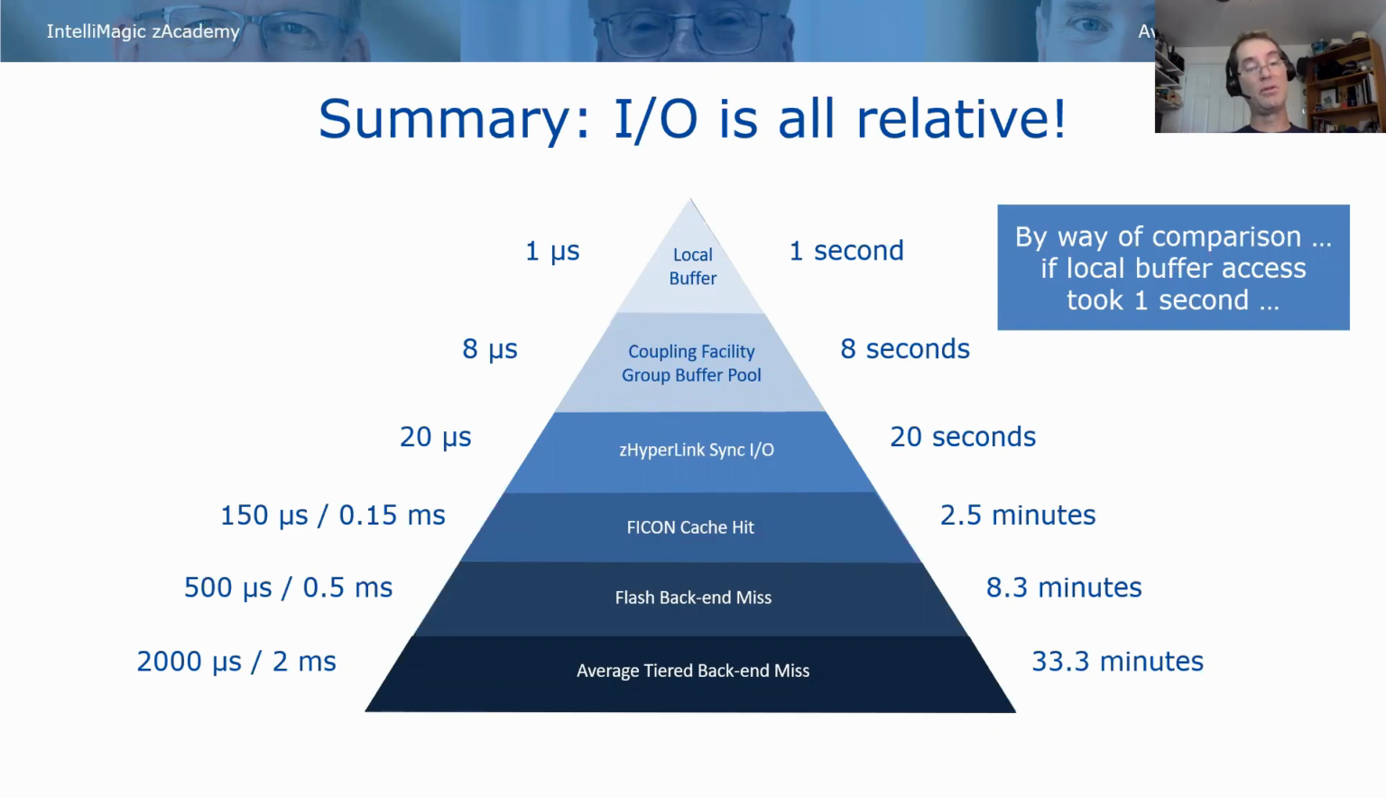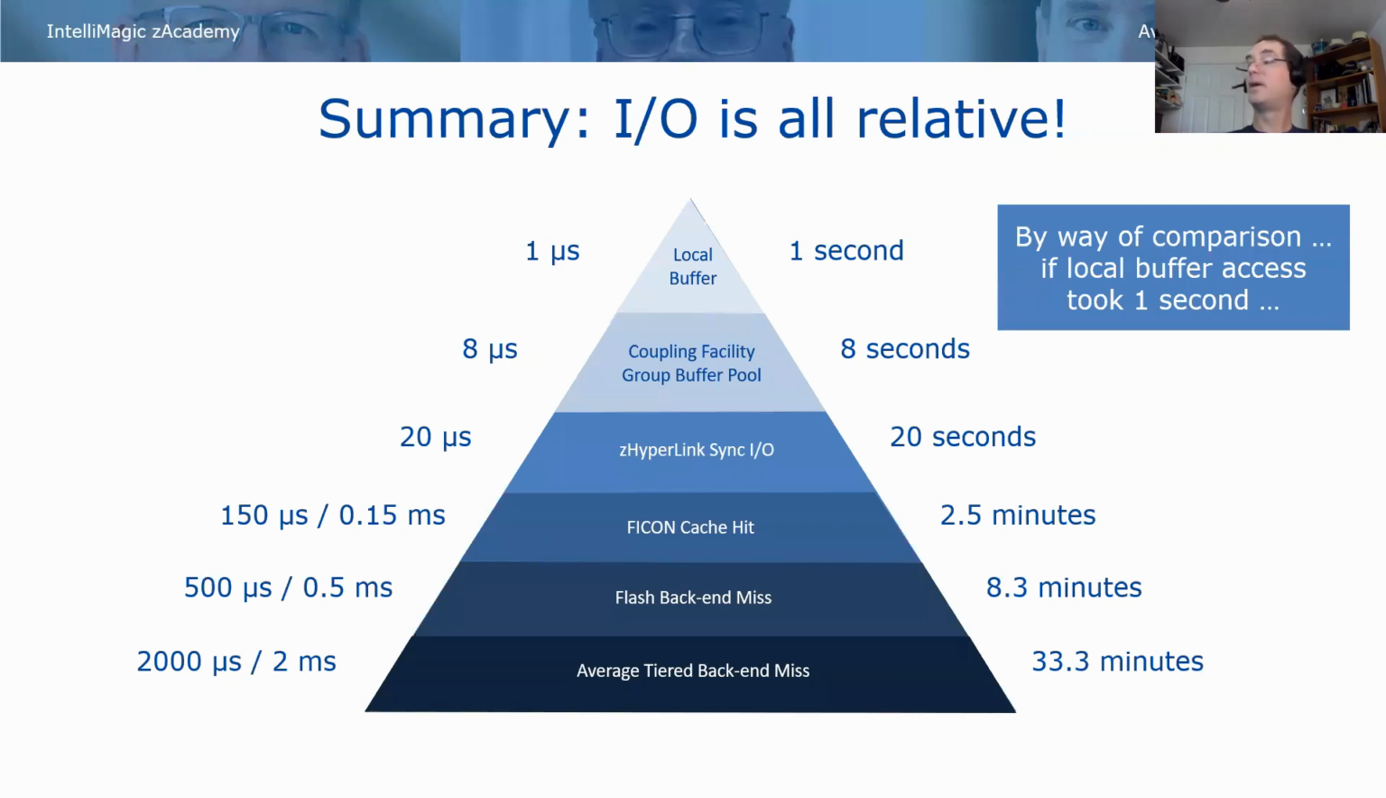Now, if I'm DB2, I'm going to be near the top of the food chain, so I'm going to get dispatched pretty quick, which is all the more reason to consider that maybe it's okay for DB2 to be holding the processor, because that is a consideration for lower priority work. Do you want that holding onto the processor for 20 microseconds to do its I/O? And you can see, even if you're using flash, as most people are, a backend miss is still exponentially longer. And of course, the tiered backend is if you've still got some spinning disk.